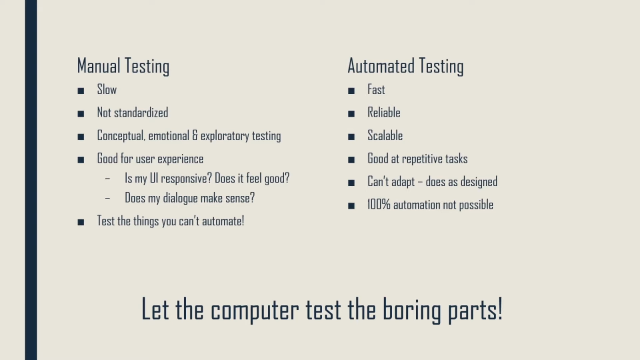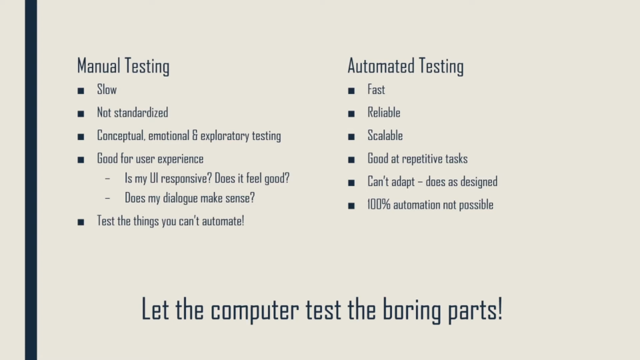But that being said, manual testing is really good for conceptual, emotional, and exploratory testing. It's good for testing, like if your UI is responsive, if you have dialogue in your game and the spell checker says everything is fine, but you have a human go and read it and it makes no sense, they can tell you that. Really good for catching and doing things and breaking things in a way that you wouldn't have expected. So manual testing can test the things that you can't automate.